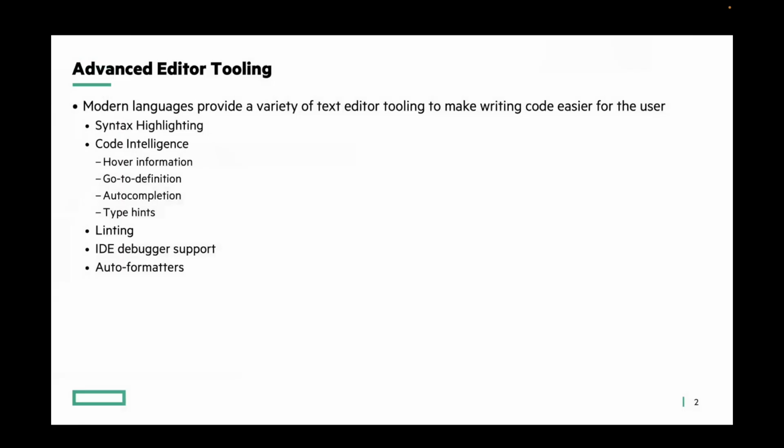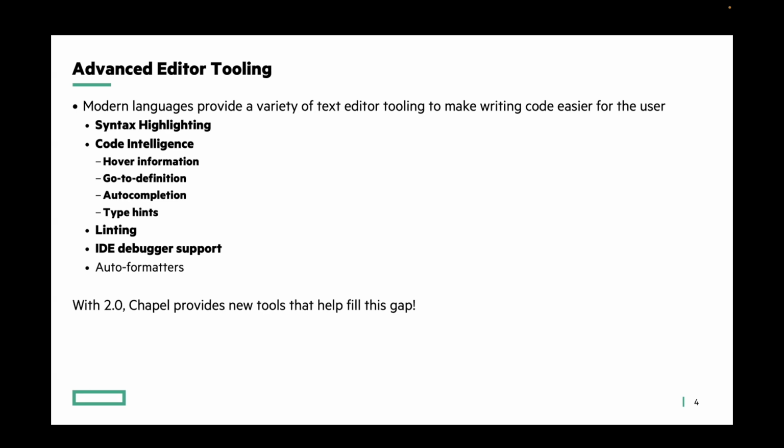So a lot of modern languages provide a variety of text editor tooling to make writing code easier. And this is something a lot of developers really expect from their editors. And for a long time, Chapel has only really provided syntax highlighting, and the rest of this has been left by the wayside, like Brad mentioned earlier, that sort of chicken and egg problem. With 2.0, we have a number of new tools that cover this.